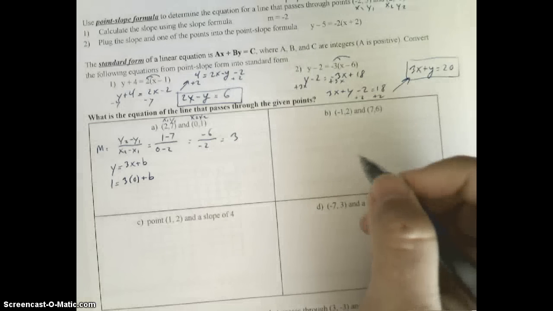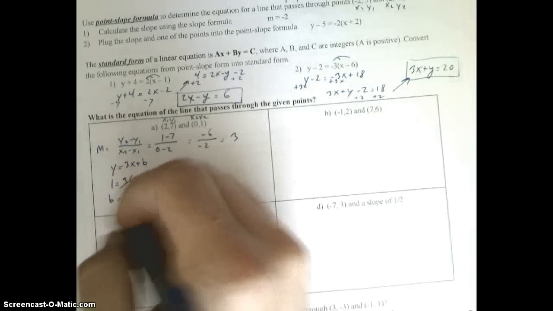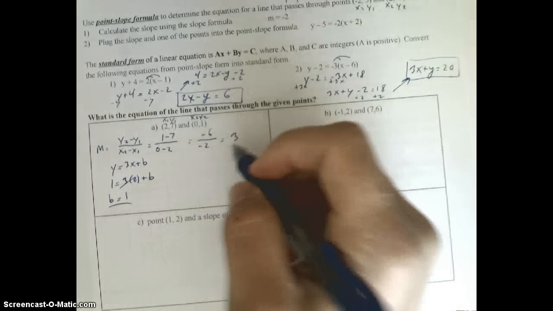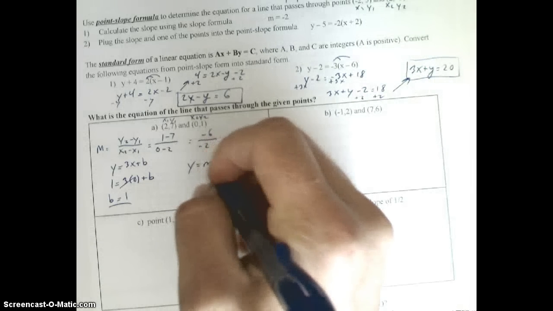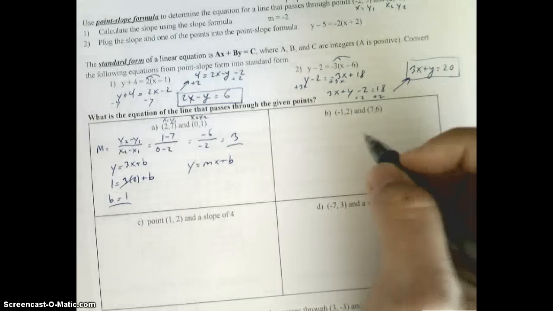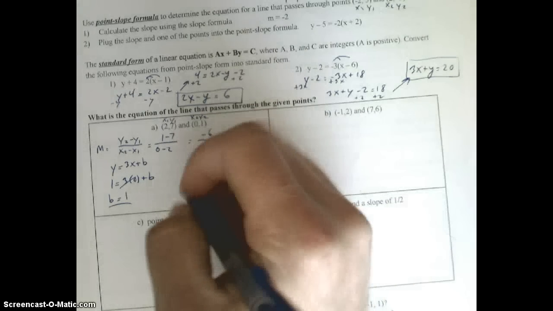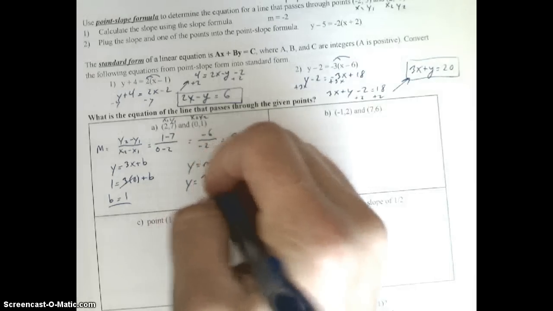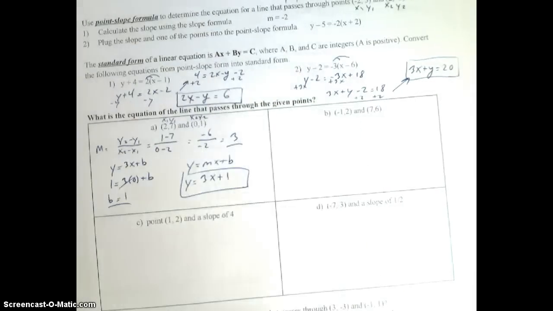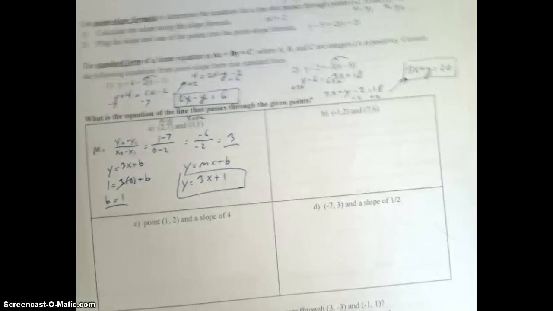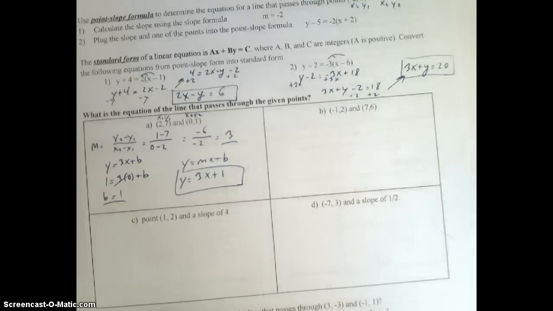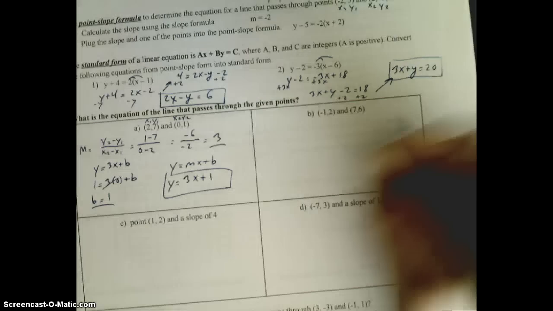Now I'm solving for b. By picking the point 0, 1, it makes our life easier because that cancels out. b equals 1. So I have an m, I have a b. Here's my mx plus b. I'm replacing the m with 3 and the b with 1. And you have just completed finding the equation. All right? Let's do b together, and then we'll wrap this video up.